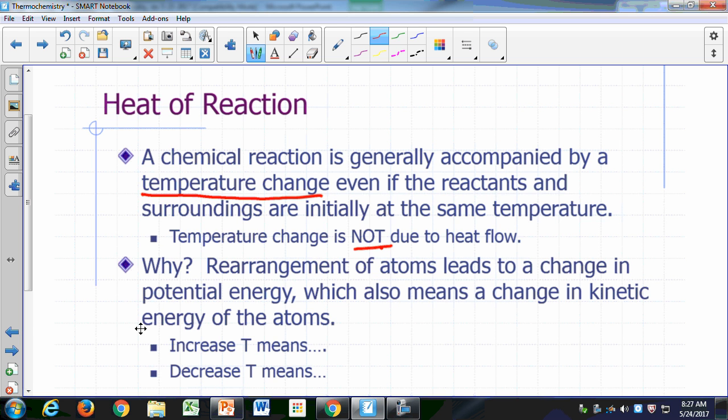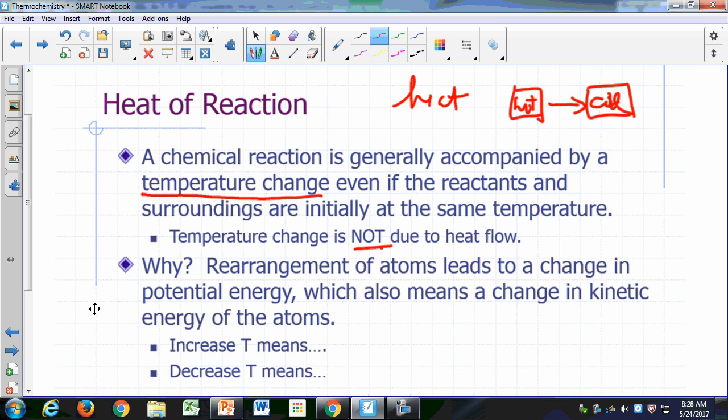Why? Heat flow, by definition, is something that goes from something hot to something cold, right? But when you mix, your reactants are at the same temperature. It's at the same temperature of the surroundings. You're mixing two things that are at the same temperature. The surroundings are at the same temperature. Why does the temperature change? So that temperature change cannot be due to heat flow.